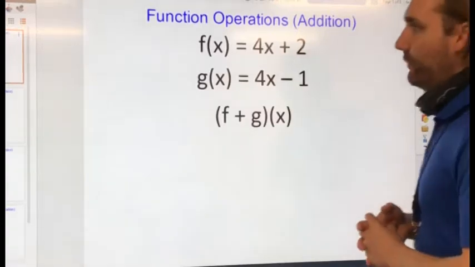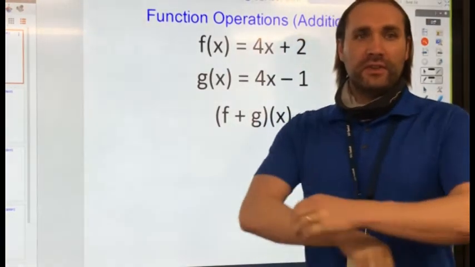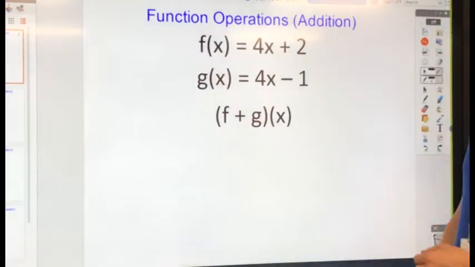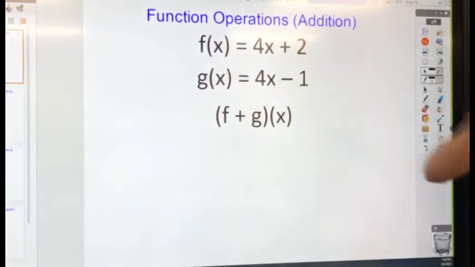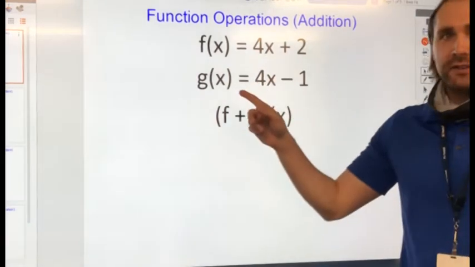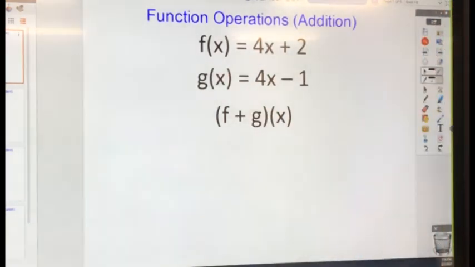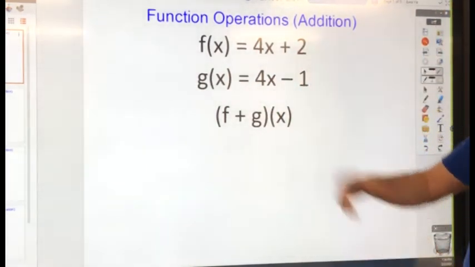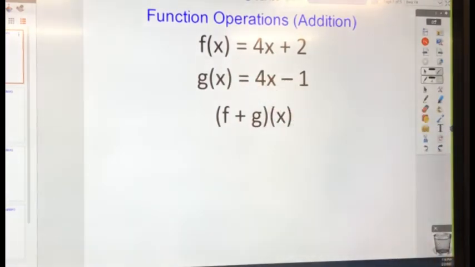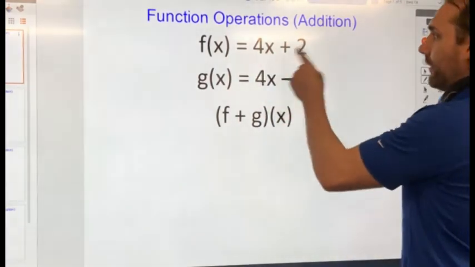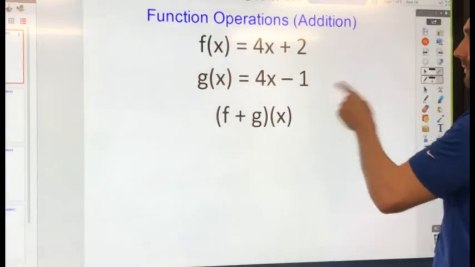What we're going to learn today, we have already seen it multiple times. We're just going to repackage it and call it function operations. But previously we saw it as adding, subtracting, multiplying polynomials. Since we're talking about functions, we're just going to do the same thing but make it a function. So I have two functions here: f of x equals 4x plus 2 and g of x equals 4x minus 1.